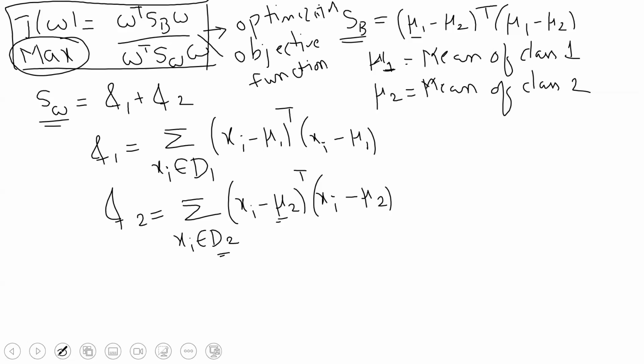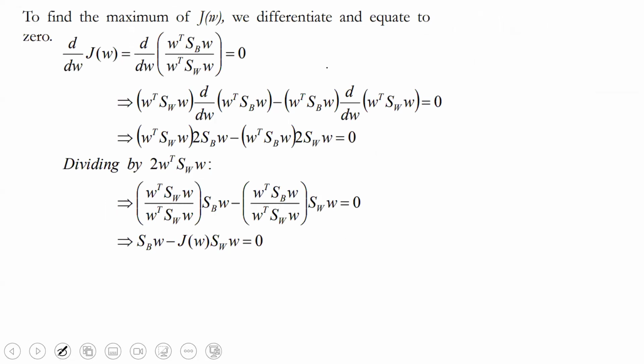we have taken the derivative and equated it to 0, right? So now the objective function is something like this. You have to take the derivative of that function and equate that to 0. So this is our objective function. What is our objective function? J of W. J of W is nothing but W transpose SB W by W transpose SW W.